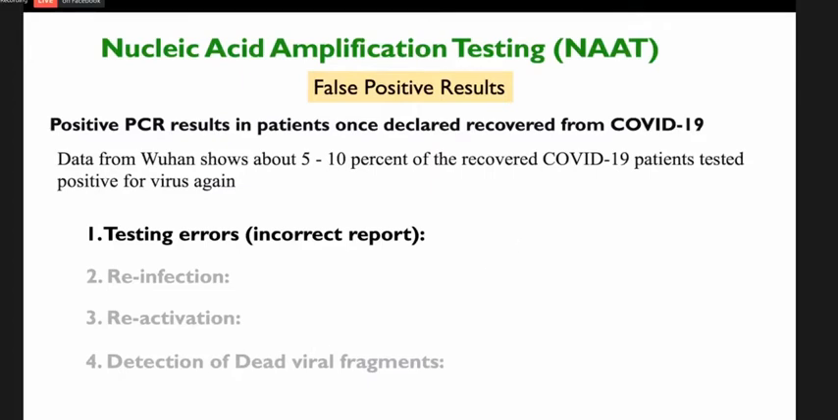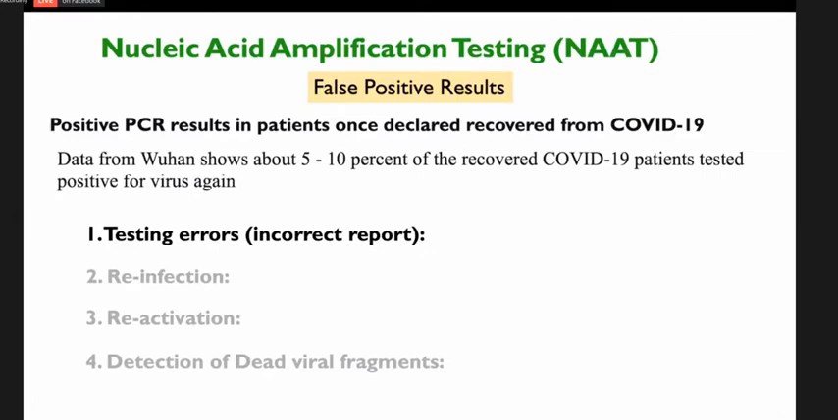Further, I already mentioned earlier that the timeline of PCR positivity is also different in the different types of specimen used. PCR positivity declines more slowly in samples from the lower respiratory tract like sputum compared to upper respiratory tract samples. Therefore, it is possible to get a negative PCR result from the nasopharyngeal swab and a positive from the sputum during the recovery phase.